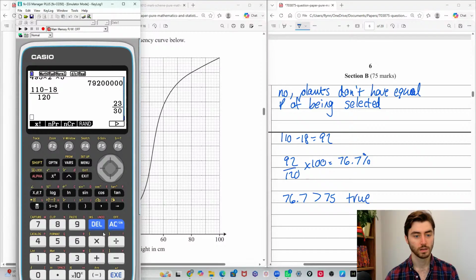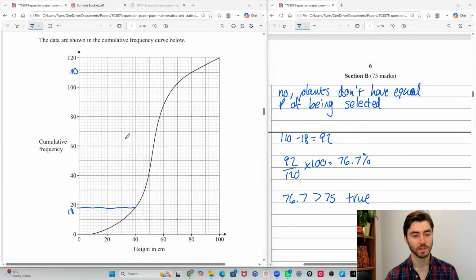is, well, let me just do times 100. Oh, come on, I have to click back in. I just don't like it. Yes, so it's good. So that is above the 75.